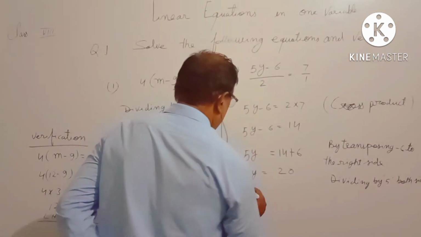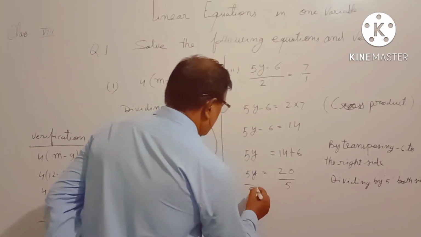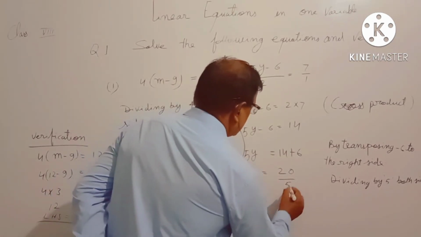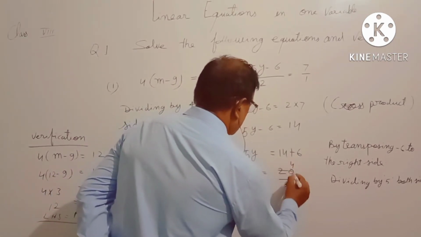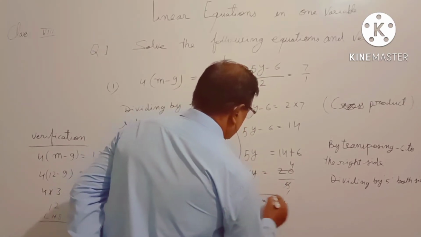Now we divide here by 5 and here also by 5. 5 ones are 5, cancel. 5 equal to 5 ones are 5. 5 fours are 20. It is 4. Thus we have found the value of y.